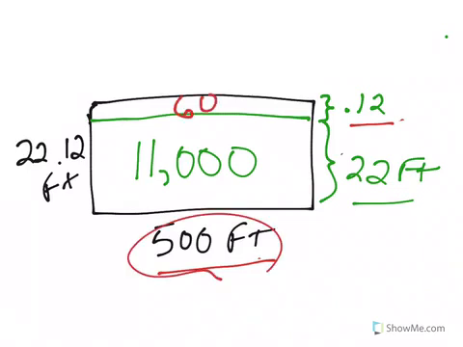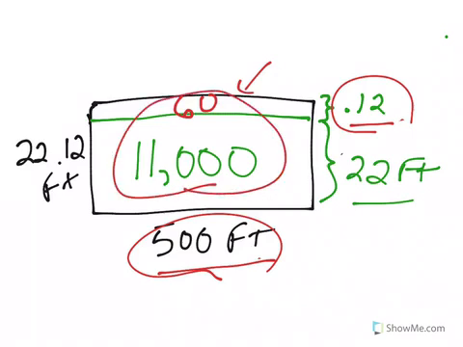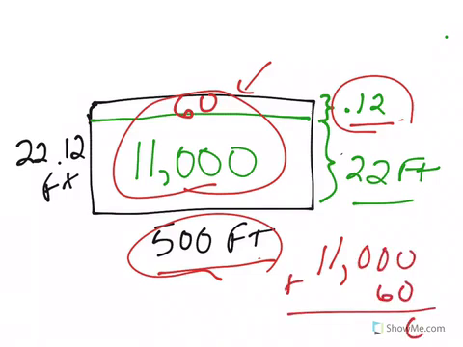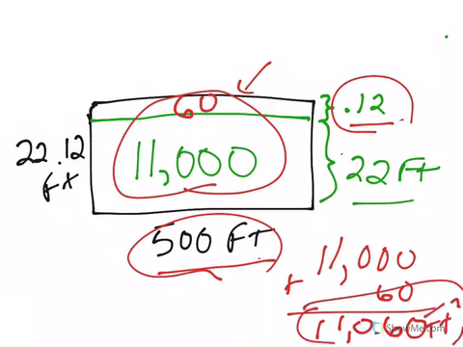Come back over here. I know this section here, right? 500 times 0.12 is 60. So now I've got all the information I need right here to make my final solution. I'm going to say 11,000 plus 60. We end up with 11,060 square feet, or feet squared, because it is an area problem.